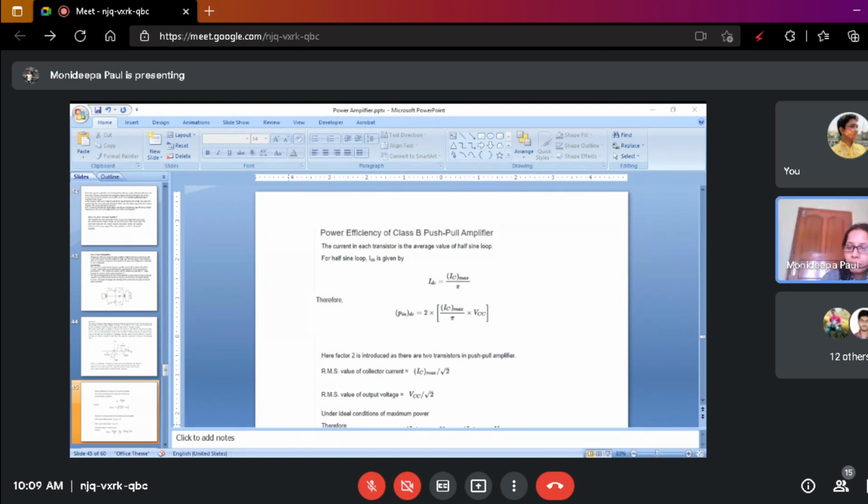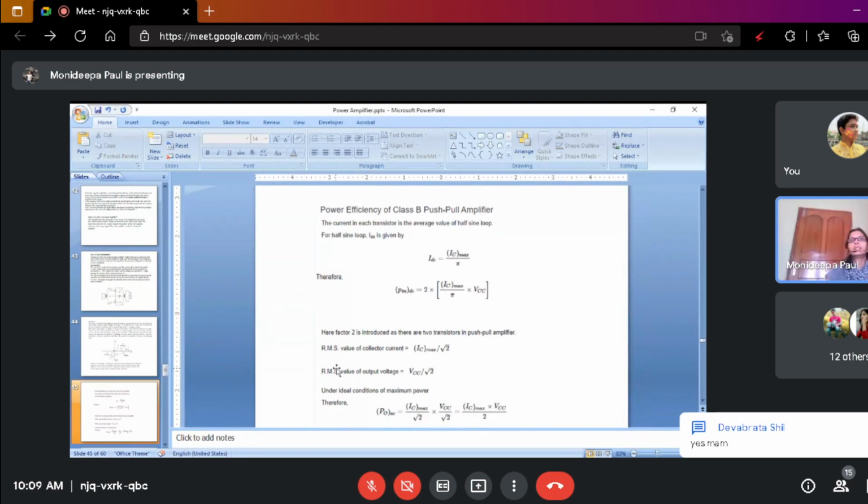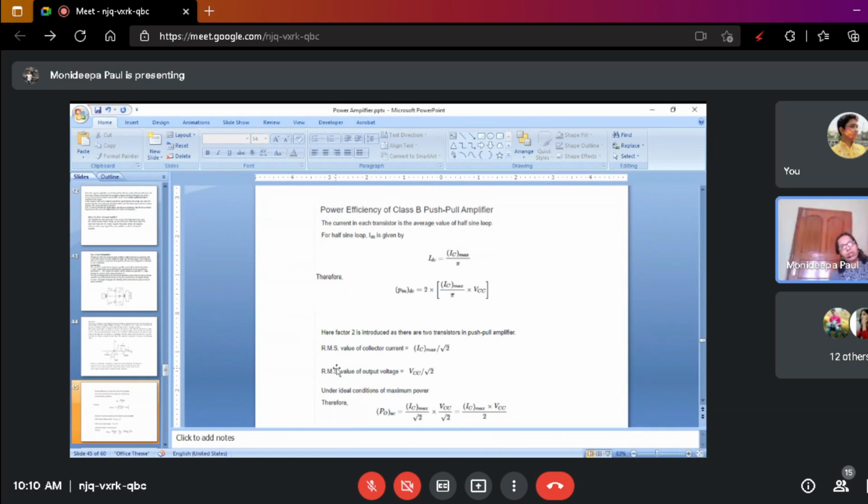Okay, so next we find out the output power. Output power is the AC quantity, so we represent the current and voltage in terms of RMS value. DC quantity means average value, AC quantity means RMS value. So what is the RMS value of the collector current? RMS value of any AC quantity is the maximum value by root 2. In case of current, that is IC max by root 2.